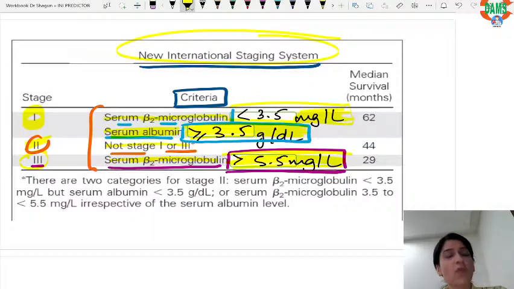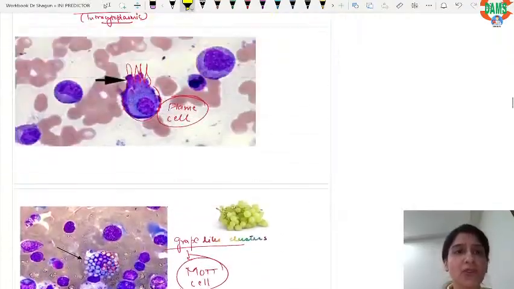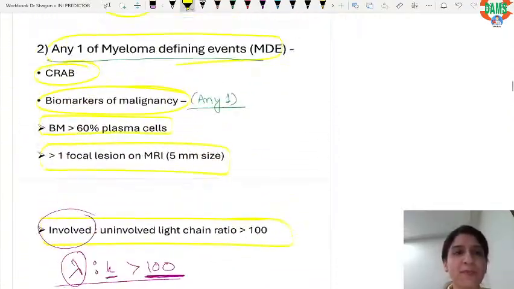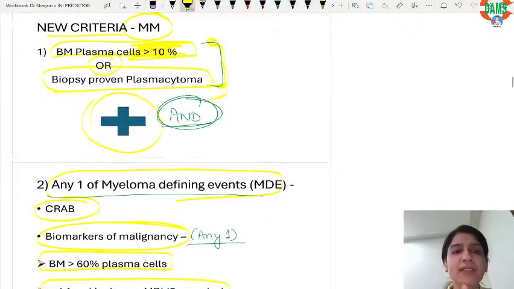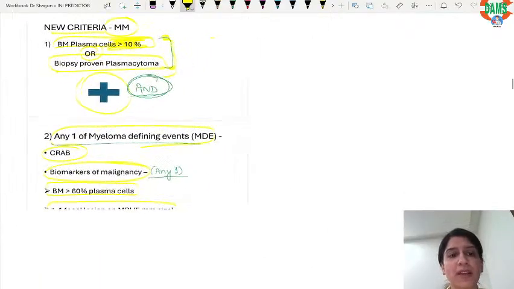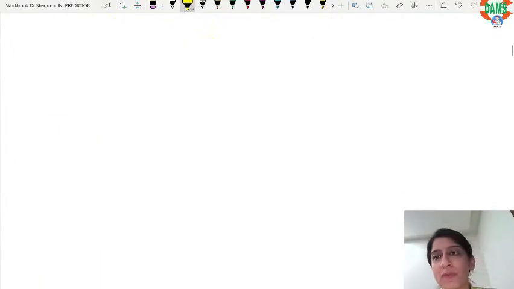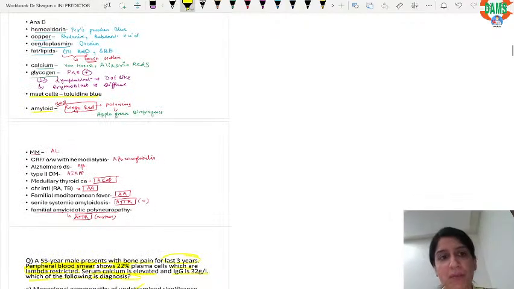Yes, Omkar, I said that if you want to diagnose this patient, you need to have the entire criteria: either bone marrow plasma cells more than 10% or biopsy-proven plasmacytoma, and any one of the myeloma-defining events. If you go back and look here, I particularly said that for diagnosis this criteria has to be met. This criteria has to be met to make the diagnosis of multiple myeloma.